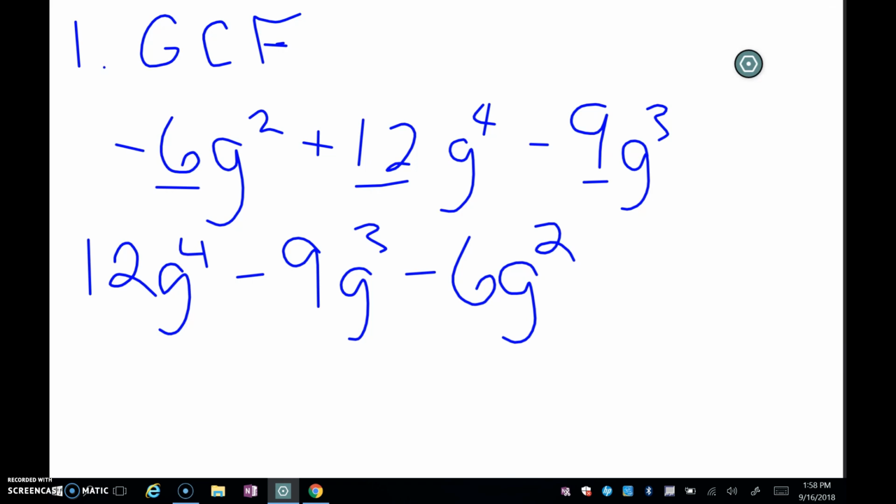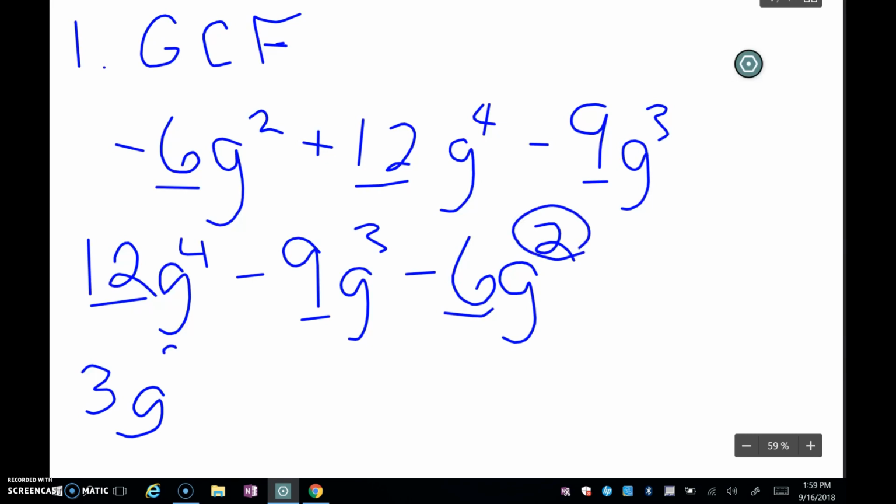Okay, so now, since my first term is not negative, I'm okay with not factoring out a negative. But we need to think about a number that goes into 12, 9, and 6. A number that goes into all three of those numbers is 3, and that's the largest number that divides into all three. If you look at your variables, g to the fourth, g cubed, and g squared, since they all have g's in them, g is a common factor, and what you want to do is take the smallest power, because we're essentially saying that all three of those terms have a g squared in common. So that's my GCF. 3g squared is my GCF.